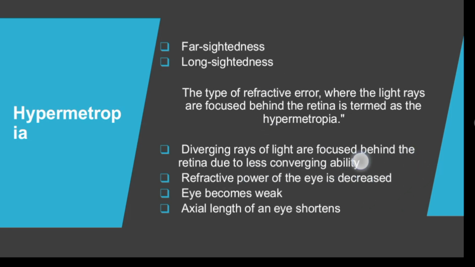What happens in hypermetropia is that the refractive power of the eye is very low. Why is it so? Because the accommodation in the eye is not exerted as much as it should. The eye becomes weak. If someone asks what a weak eye is, you can say it is an eye in which the power is reduced, or the axial length of the eye becomes short. Over here you should know a very important thing: there can be two concepts. Either the power of the eye is very low, or the axial length can change.